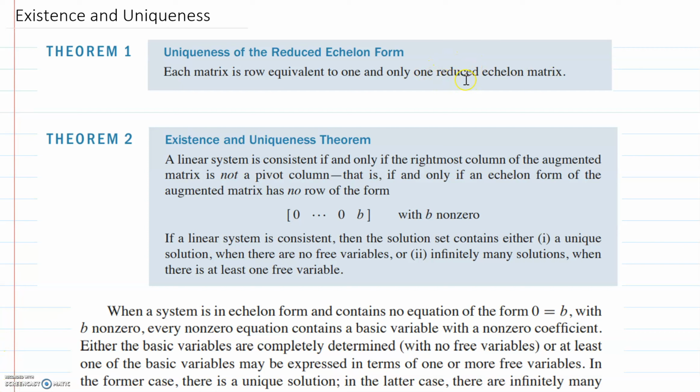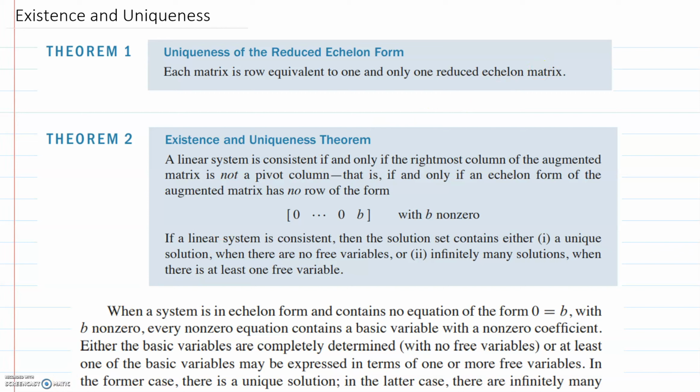By the way, this theorem does not work without the reduced here. If you just had echelon form, when you take a matrix and you forward phase it, for instance, just to echelon form, there are many different matrices. It's not unique. For instance, you could just multiply one of the rows by a non-zero constant, and then you would have another matrix.